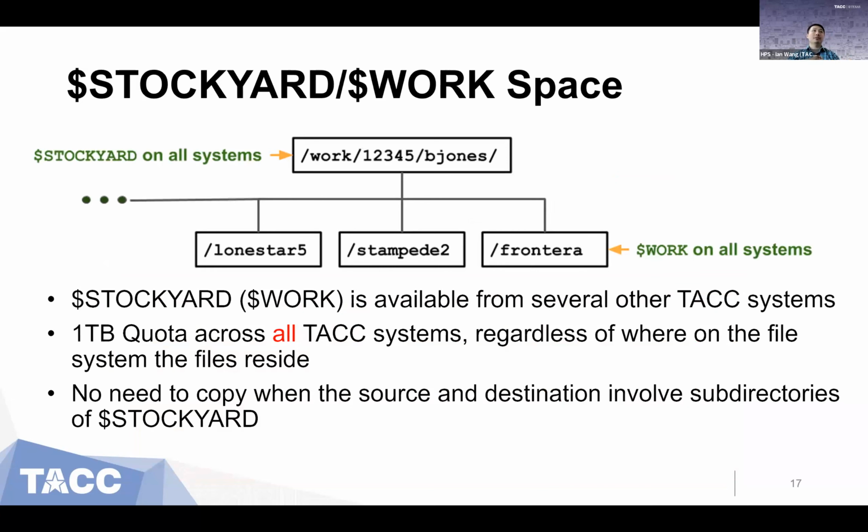Okay, so a little bit more about the work file system. We also call this Stockyard. Okay, so they are all defined as environment variables on the system. So basically, it's mounted on /work, then a random number that's representative of your account, and then your username here. And then under that, there's the directory for different systems. So we have, well, this should be updated to Lonestar 6, Stampede 2, and Frontera, okay? But the 1 terabyte quota is actually shared across all the systems, okay? So you only have 1 terabyte in your work.